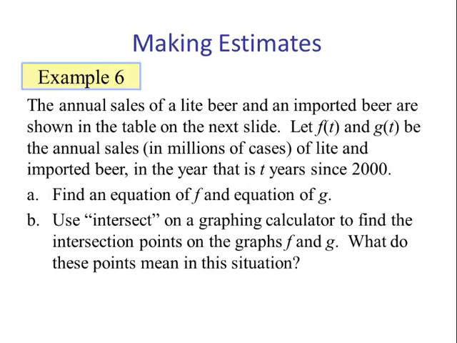Example 6. The annual sales of light beer and an imported beer are shown in the table on the next slide. Let f of t and g of t be the annual sales in millions of cases of light and imported beer in the year that is t years since 2000. A. Find an equation of f and an equation of g. B. Use the intersect on the graphing calculator to find the intersection points on the graphs of f and g. What do these points mean in this situation?